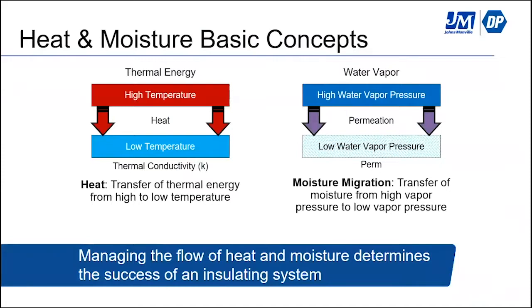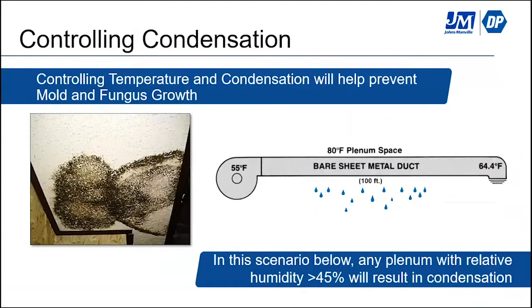So heat and moisture basic concepts. The first step to identifying a facing is understanding the need for the facing or the vapor barrier. On the left-hand side of the slide, we see an example of a basic heat concept, and the figure illustrates how the transfer of thermal energy moves from a high temperature space to a low temperature space. The figure on the right-hand side of the slide shows how moisture or water vapor moves. Water vapor typically moves from an area of high water vapor pressure to an area of low water vapor pressure. So making sure you're managing the flow of heat and moisture will really determine the success of that insulated and sealed duct system.